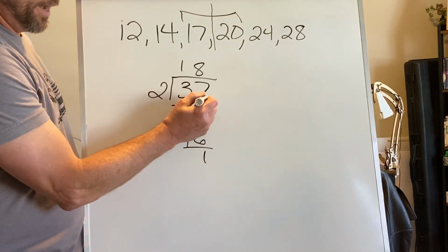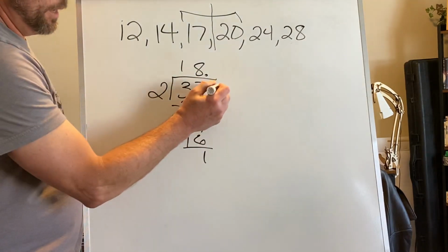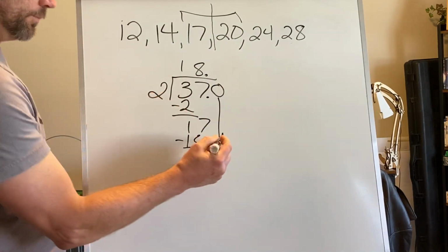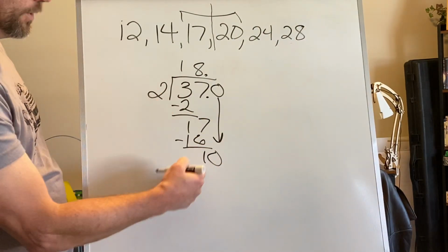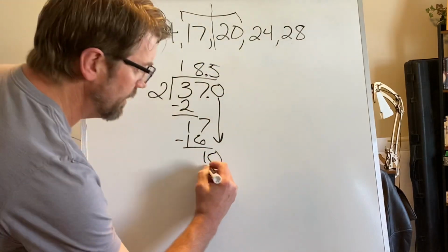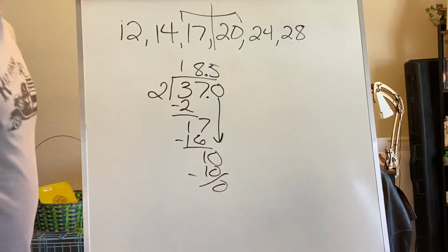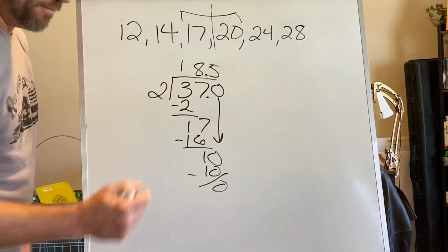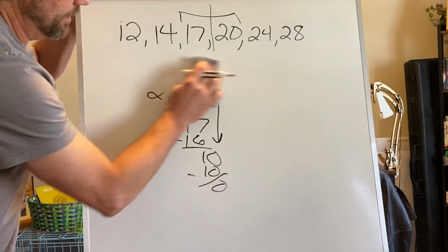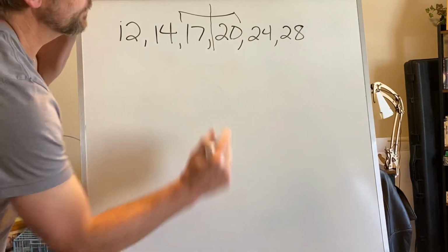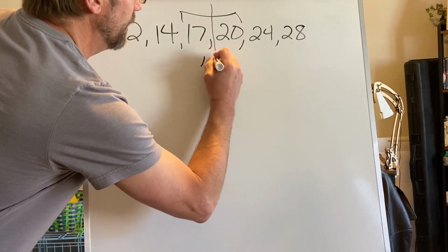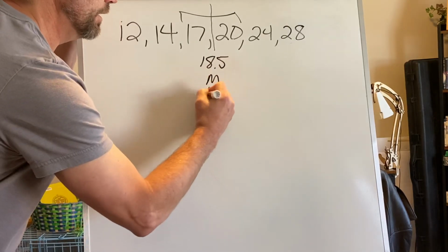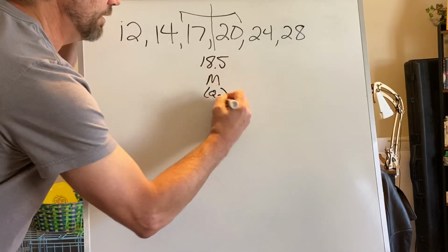So remember, we add a decimal, bring it up, add a 0, bring it down. 2 into 10, well, 2 times 5 is 10. So now we have no remainder. 18.5 is our median, all right? So I'm going to come up here and write 18.5 as our median, or quartile 2, right?